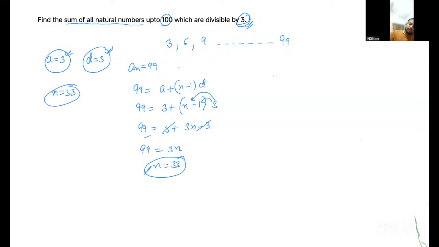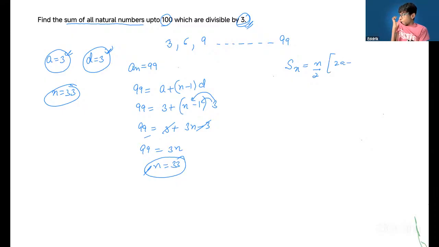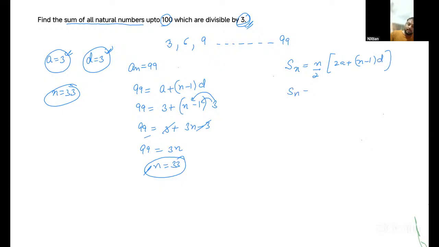Now I have to use the formula Sn is equal to n by 2 into 2a plus n minus 1 into d. So Sn, I don't know. n is 33, so 33 by 2 into 2 into a, which is 3, plus n minus 1, which is 33 minus 1, into d. d is 3 again. So I got all the values. I solve it to get the answer. Did you understand, guys? Any problem, please ask me.